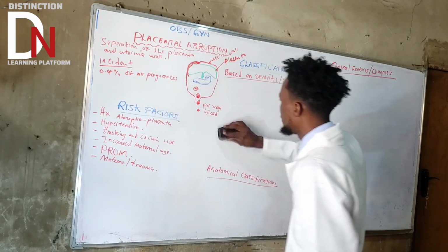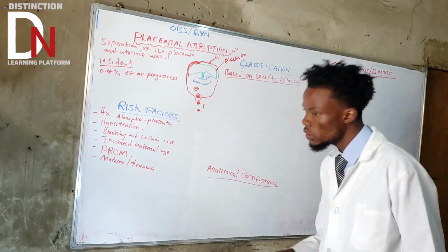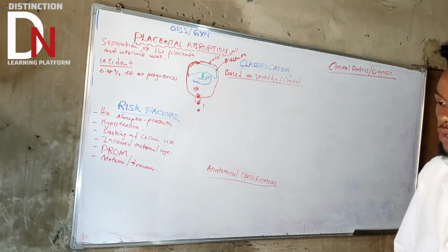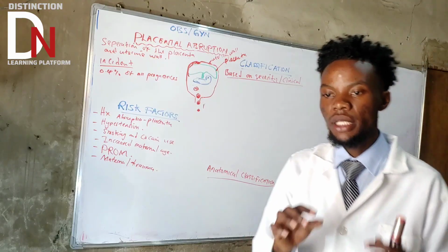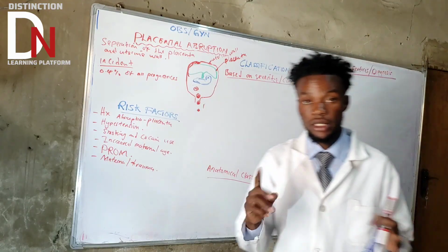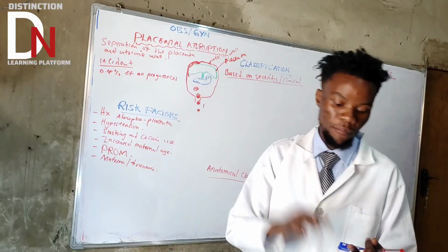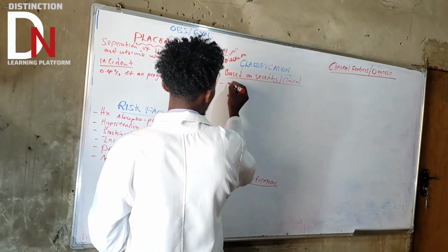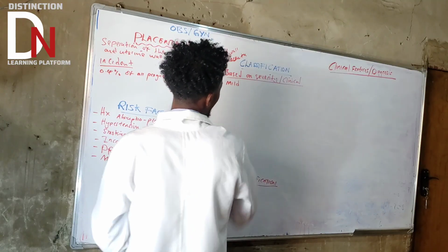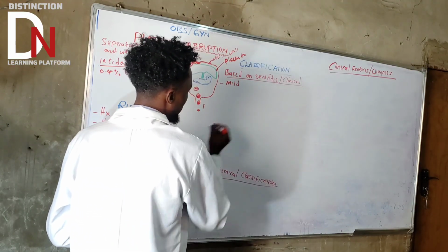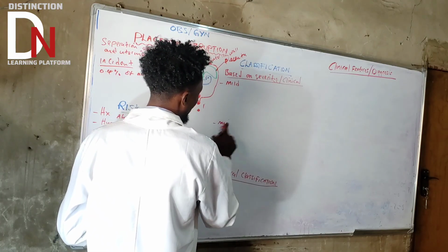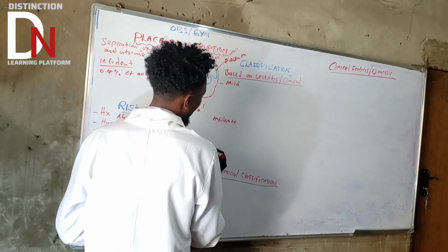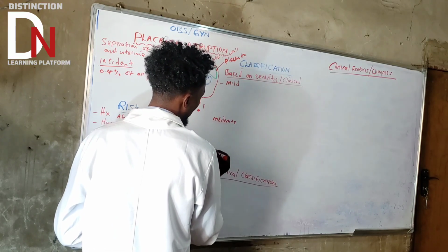Now let's talk about the first one, based on severity and clinical classification. If you say severity, basically you already know that it will be mild, moderate, and severe. So there are three. Based on this, there will be mild, which we'll talk about, moderate, which we'll also talk about, and severe, which we'll also talk about.